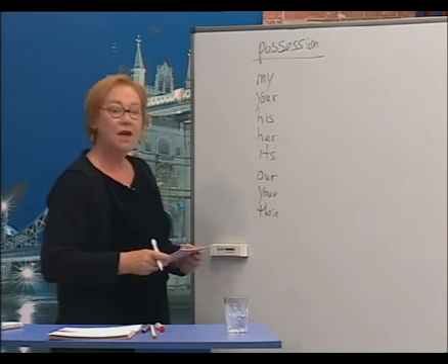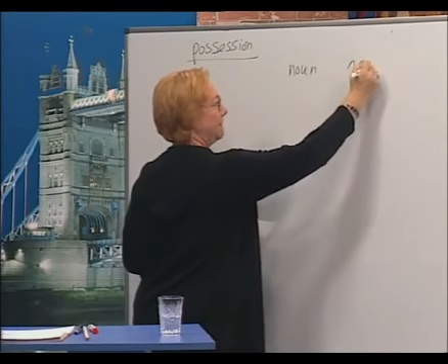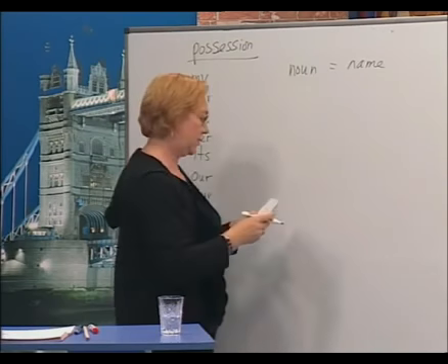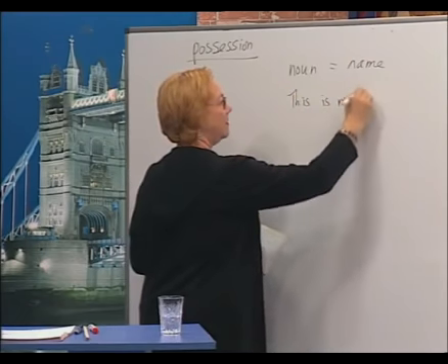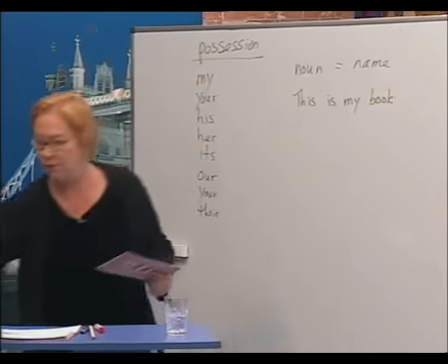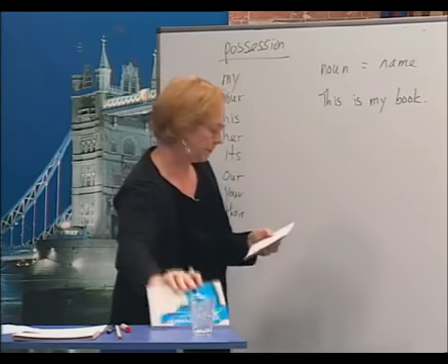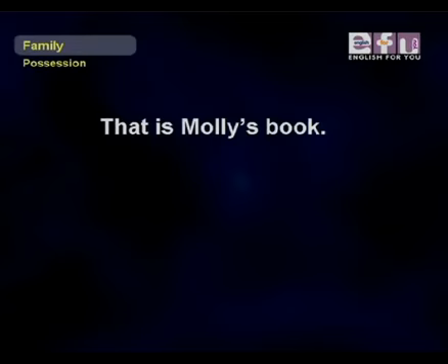Now, also, you know that a noun is like a name. Okay? A noun is a name. Now we're going to learn a different way to show possession. For example, this is my book. So here's a book. This is my book. You can say that is Molly's book. Molly's book.